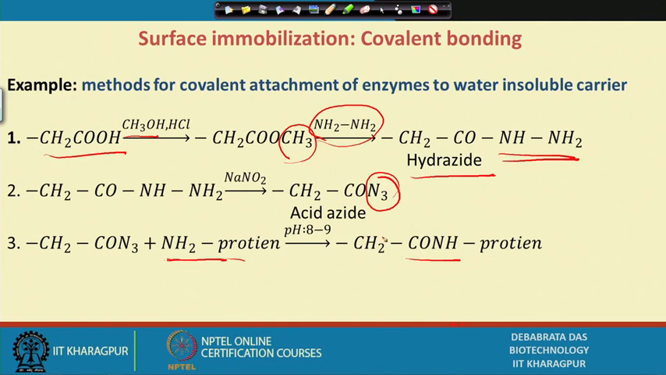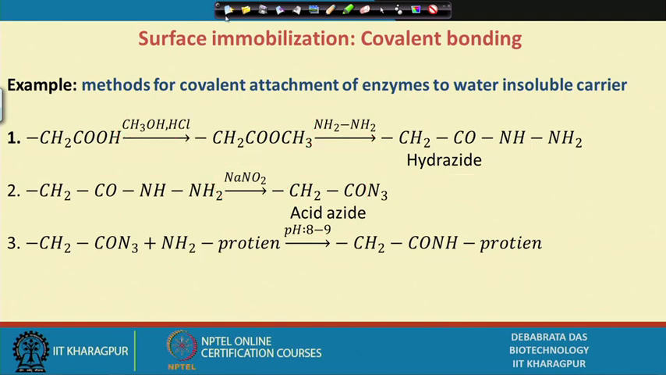Now, you can see how many steps there are. You start with methyl alcohol and HCl, then hydrazine, then you have sodium nitrite, then you have to maintain the pH at 8 to 9. So, there are many different steps involved in this covalent binding process.